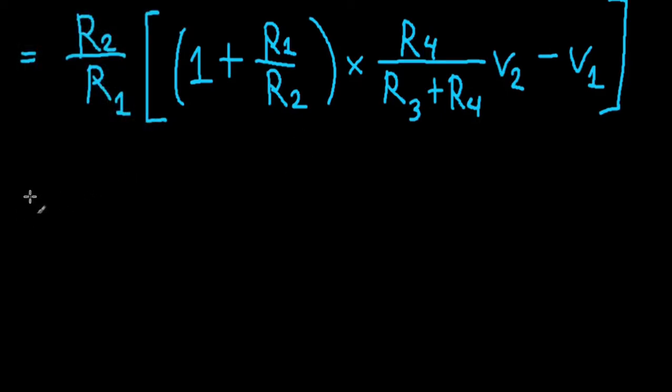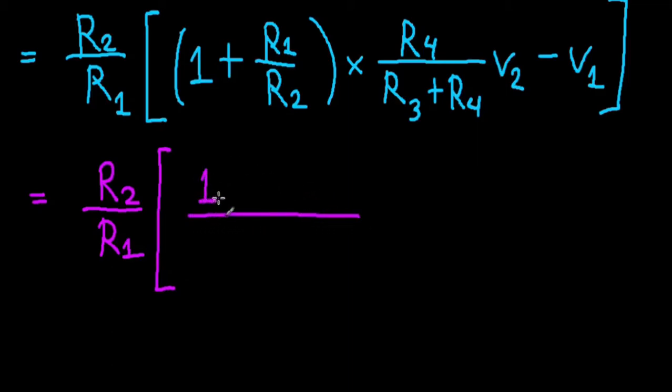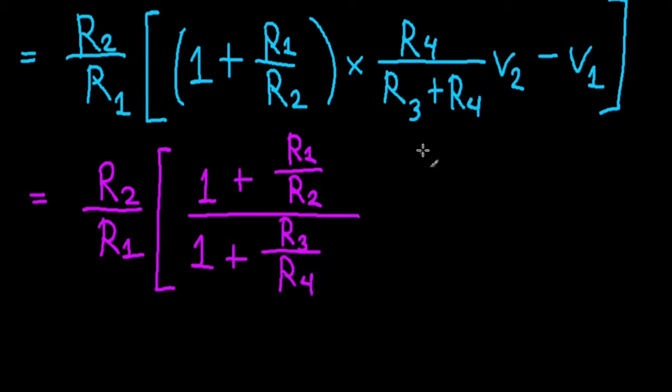It is still more complicated than all the ones that we've seen. It takes a bit more effort to remember, but this is as presentable as I think we can make it. So here what you'll have is 1 plus R1 by R2. This is the numerator. The denominator will be 1 plus R3 by R4. This is multiplied by V2, and we subtract V1 from here.